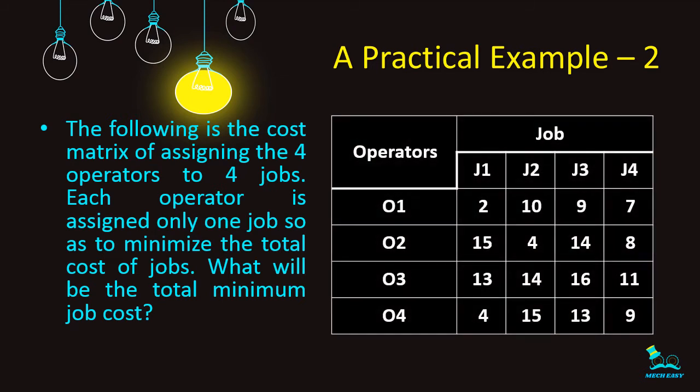The table is given. There are 4 operators, operator O1, O2, O3 and O4, and there are 4 jobs J1, J2, J3 and J4. If the operator O1 makes the job J1, then the cost of making is 2 rupees. The operator O1 makes the job J2, then the cost of making is 10 rupees. Operator O1 makes job J3, then the cost is 9 rupees, and operator O1 makes job J4, then the cost is 7 rupees, and so on.